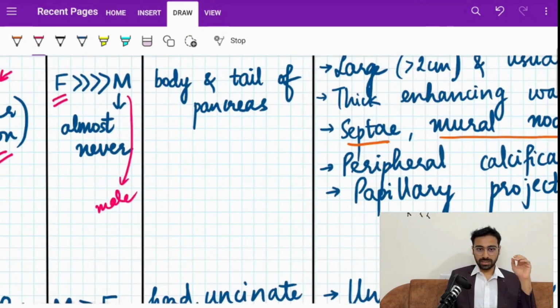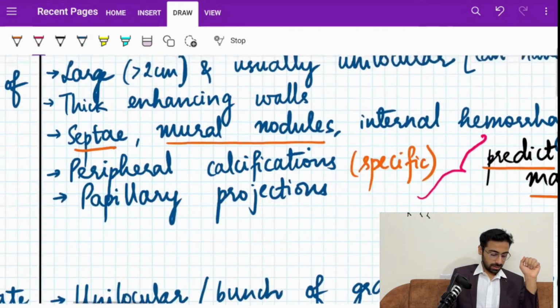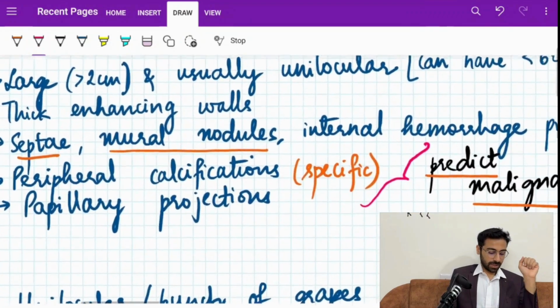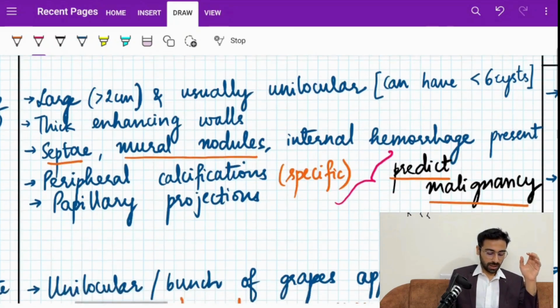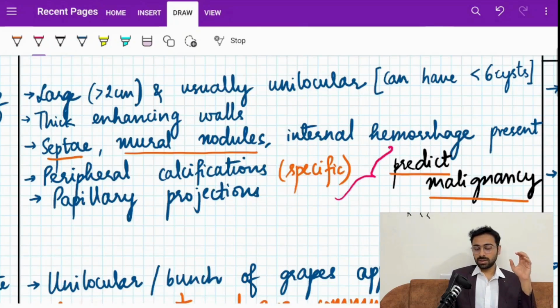As I've mentioned before in the classification, this is very commonly encountered in the body and tail of the pancreas. Compared to its serous counterpart, this is usually a large lesion that is more than 2 centimeter. It is usually unilocular but can have less than 6 cysts. It is multiseptated and it has thick enhancing walls. Now, what I want you to know is mucinous cystic neoplasms are not benign like the serous counterparts. They are usually pre-malignant, with 1/3 of them having potential to transform into mucinous cystic carcinoma. So what predicts malignancy?